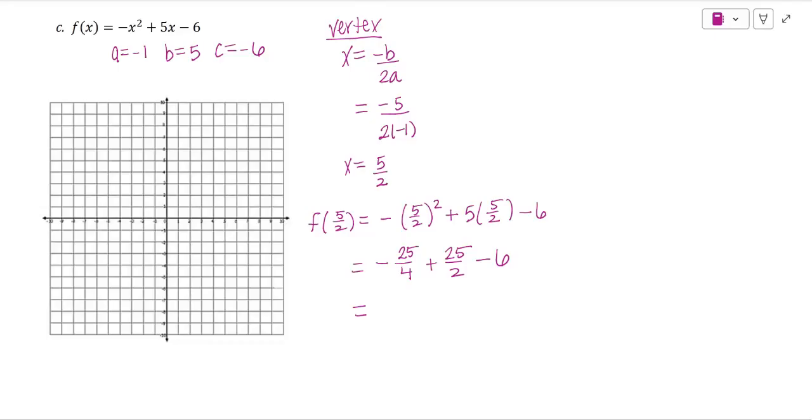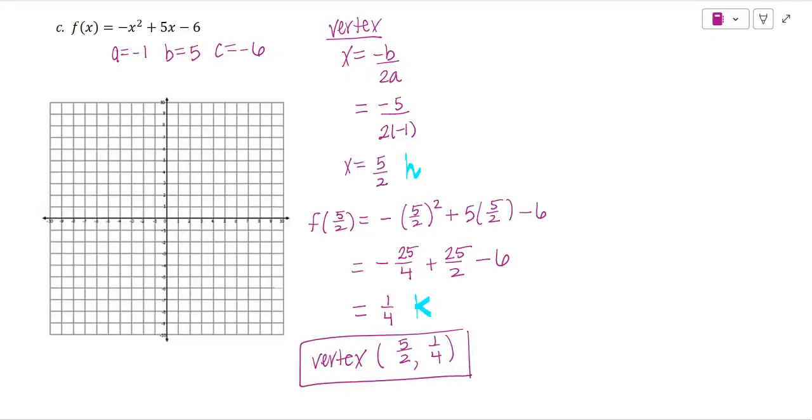Let's grab a calculator to simplify this. Let's see, negative 25 over 4 plus 25 over 2 minus 6, and I'm getting 1/4. So we think that our vertex is, this value is h and this value is k. So our vertex is going to be at 5/2, 1/4.